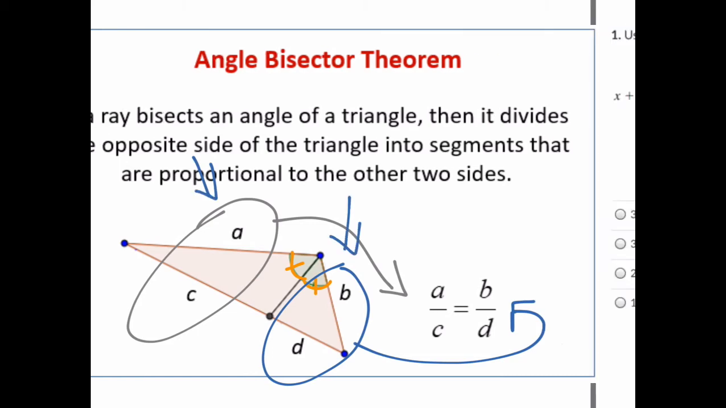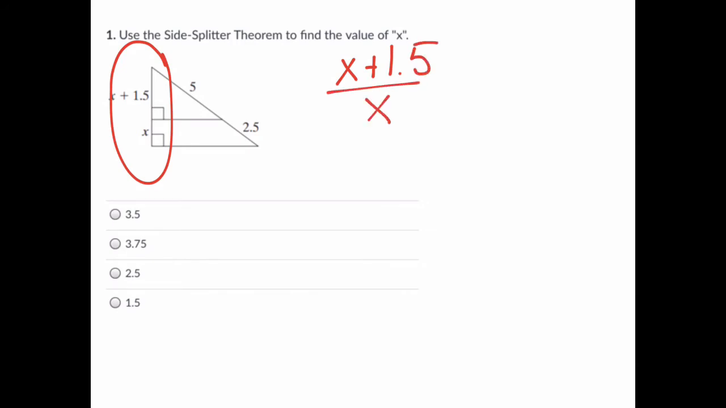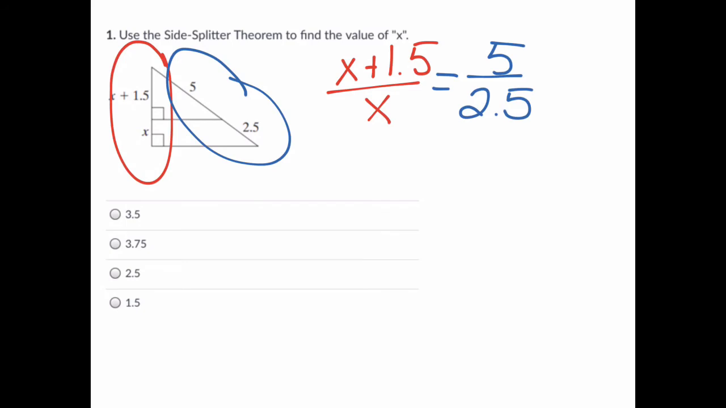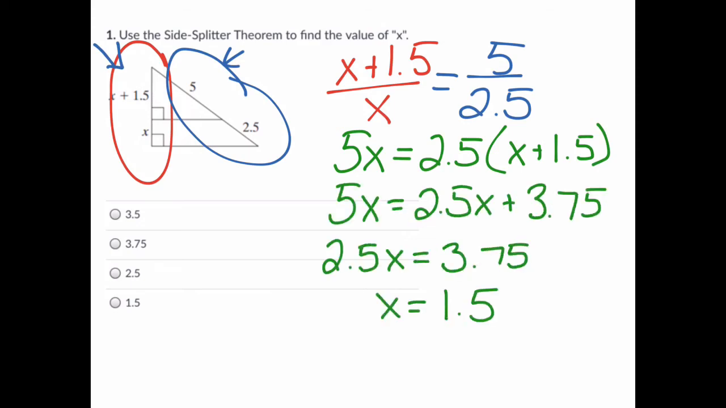Let's go through some of your homework from this lesson. It says use the side splitter theorem to find the value of x. So we're going to take both of these on the left-hand side and make them a proportion, x plus 1.5 over x, and it will be equal to the two on the right-hand side set up as a proportion as well. And remember, we have to start on the top on both of those ratios. Then we use our cross product property to solve for x. Remember to use the parentheses whenever you have multiple terms on either a numerator or a denominator. What you get is that x equals 1.5.